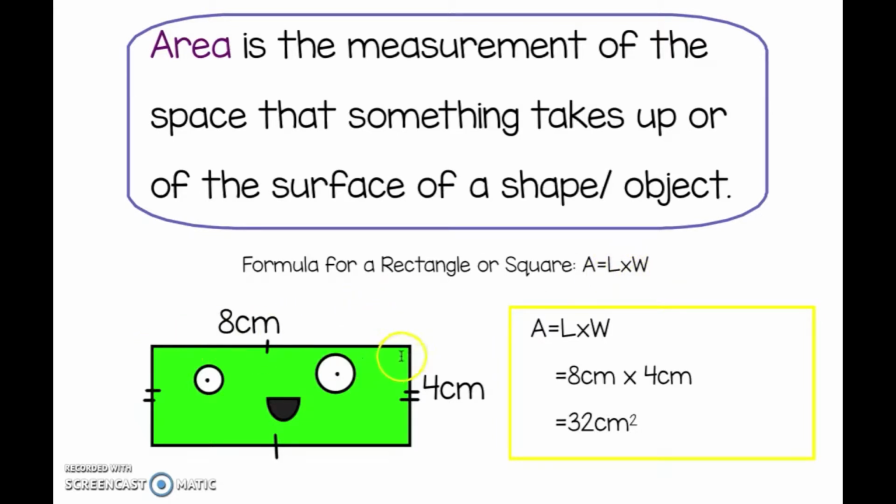You just take the length, or the longest side, and multiply that by the shorter side, the width. And in this case, 8 times 4, we get 32 centimeters squared. So I think we all have a pretty good understanding of that so far.